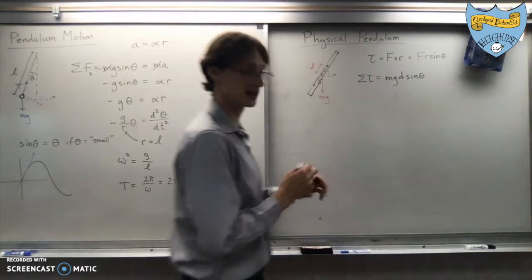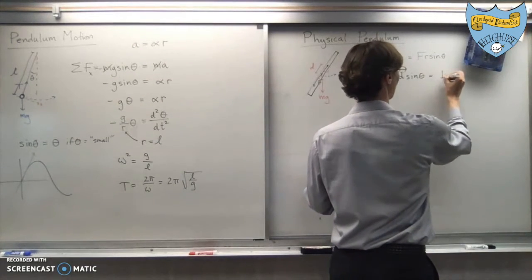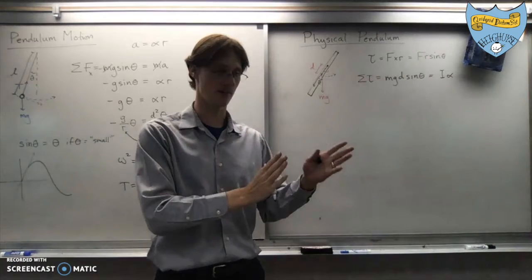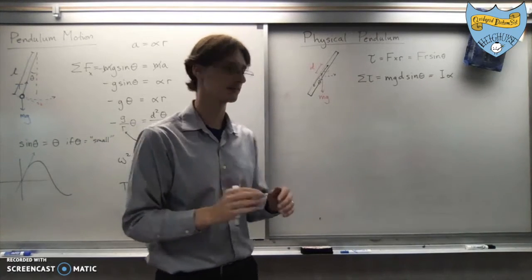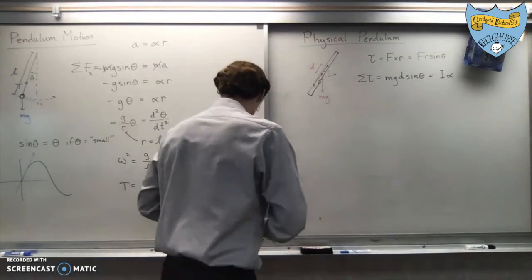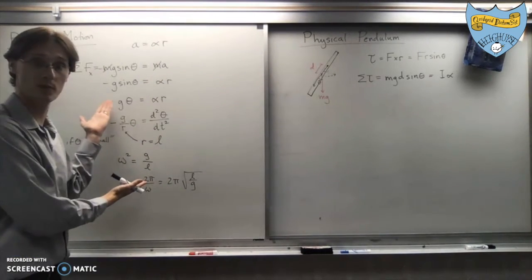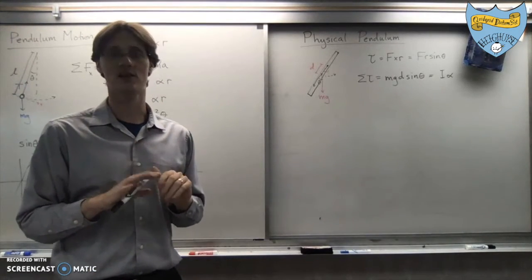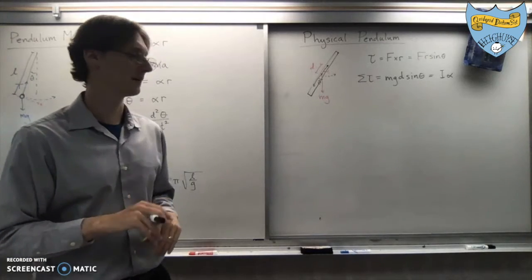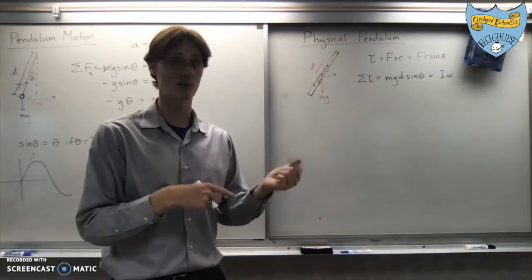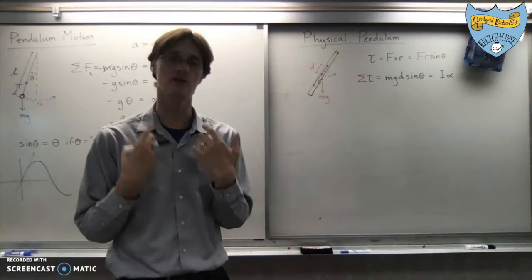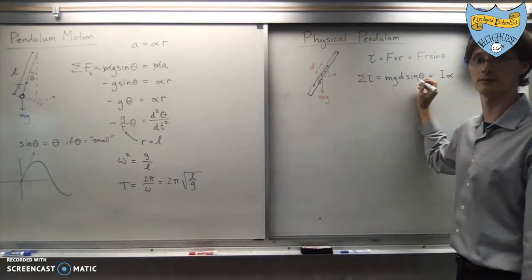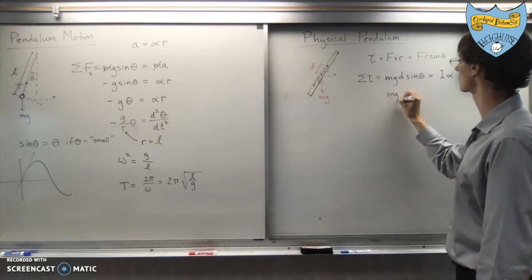Next, we set the sum of the torques always equal to, if you recall, I alpha, which is analogous to ma. The sum of the forces is ma. The sum of the torques is I alpha. Next step, just like when we did the simple pendulum, we'll be able to say that sine of theta is equal to theta as long as theta is small. If you don't remember what I'm talking about, you can go back and watch the simple pendulum video, but recall it's called the small angle approximation. We'll say that sine theta is basically equal to theta, as long as theta is small.